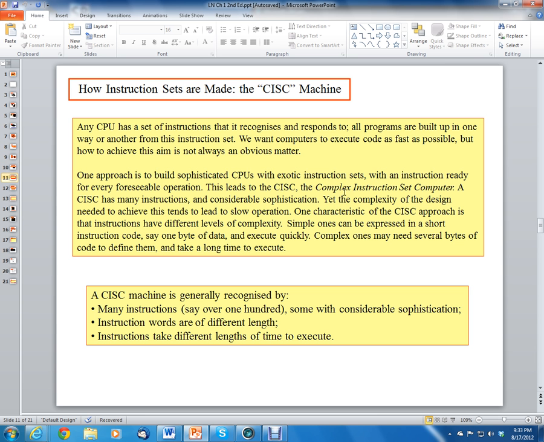The idea with this is that we want computers to execute code as fast as possible. But how to achieve this aim is not always an obvious matter. One approach is to build sophisticated CPUs with vast instruction sets, with an instruction set ready for every foreseeable operation. This leads to the complex instruction set computer. This architecture has many instructions and considerable sophistication, yet the complexity of the design needed to achieve this tends to lead to slow operation. That's on page 10 in your book.